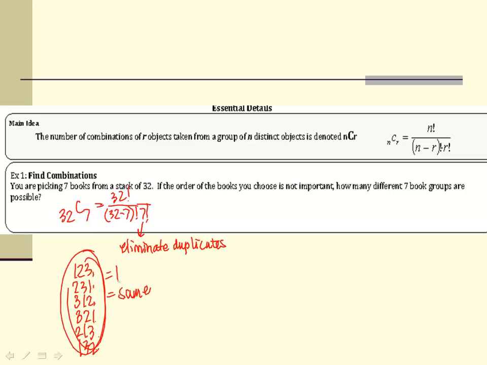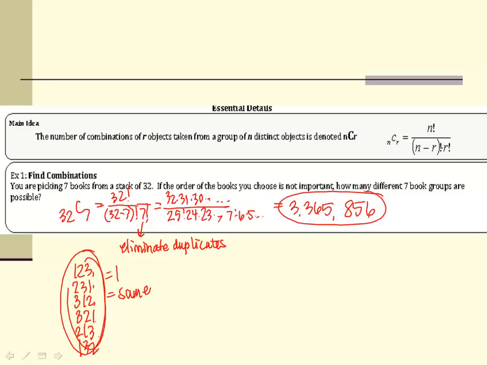Now, we learned that you could take 32 times 31 times 30 and so on. 32 minus 7 is 25, and 24, and 23, and so on, and in the denominator 7, and 6, and 5, and so on. You can do that, or you can just let your calculator do the magic for you, and what you end up getting is 3,365,856. We're going to talk about that as we go through. Again, this extra piece is important. Why is it there? Because all 6 of those need to be eliminated, and we count it as 1.